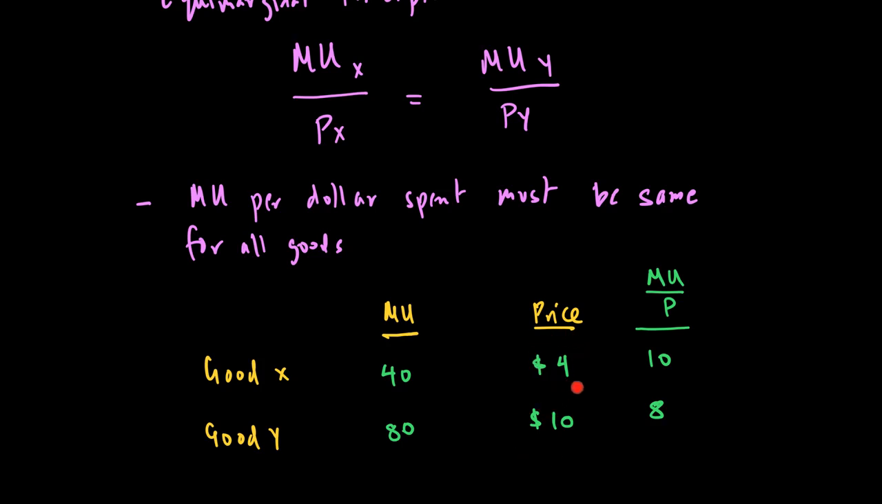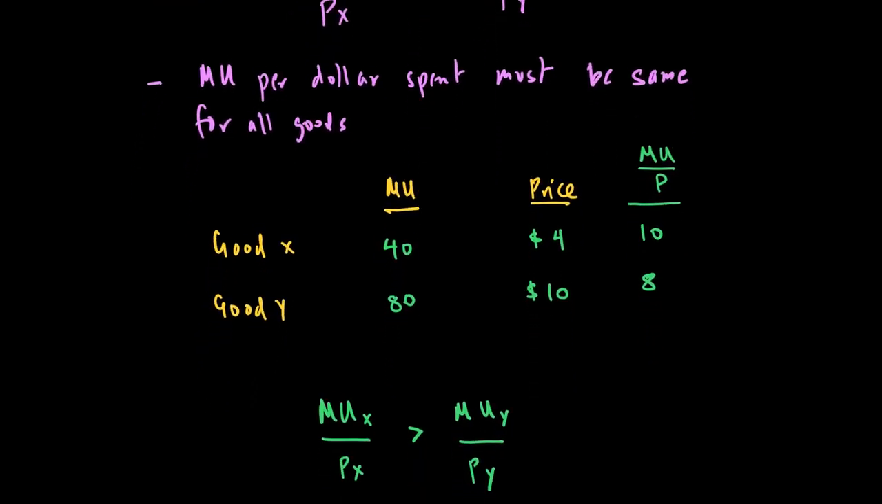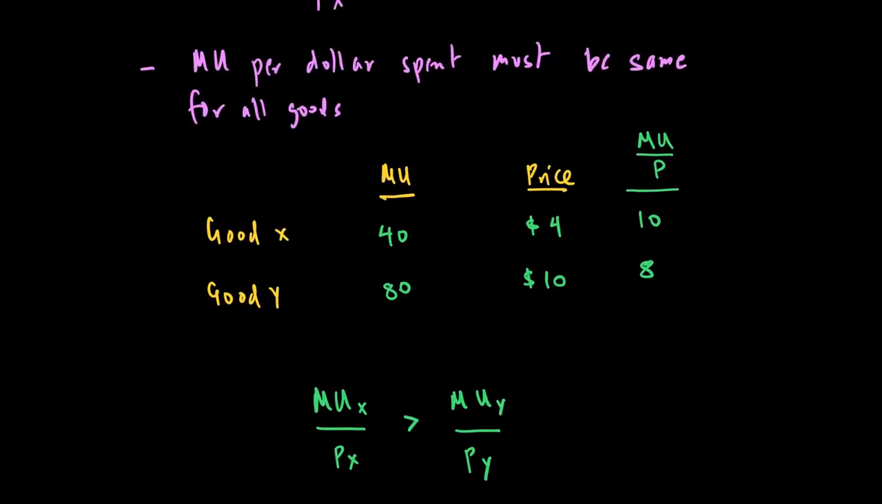If X is $4, the marginal utility per dollar spent will be 40 over 4, or 10. For good Y, the marginal utility per dollar spent would be 80 over 10, which is 8. So MU of X over price of X is greater than MU of Y over price of Y, because 10 is more than 8.